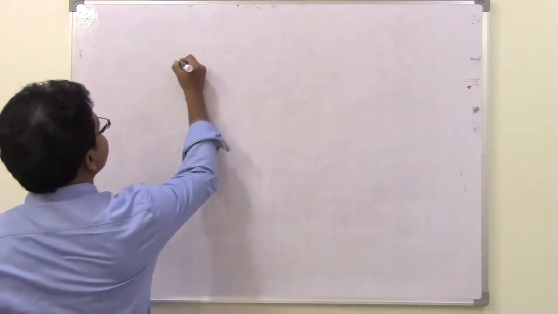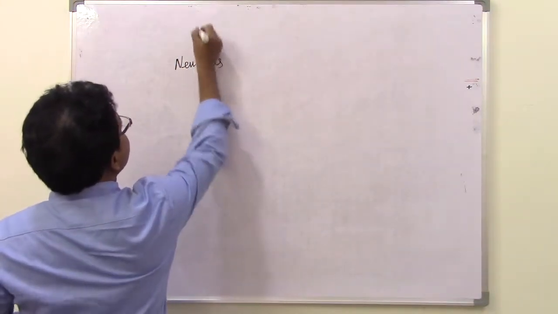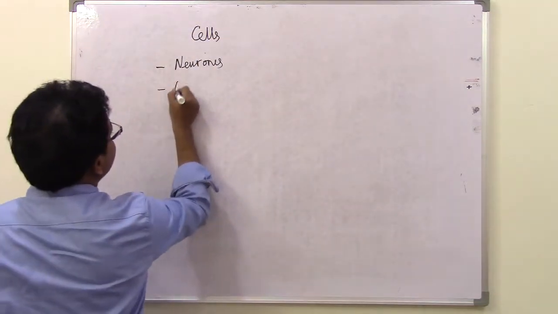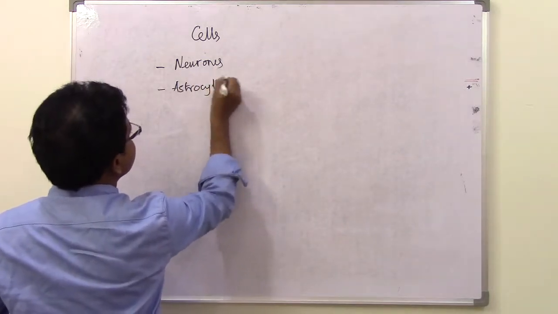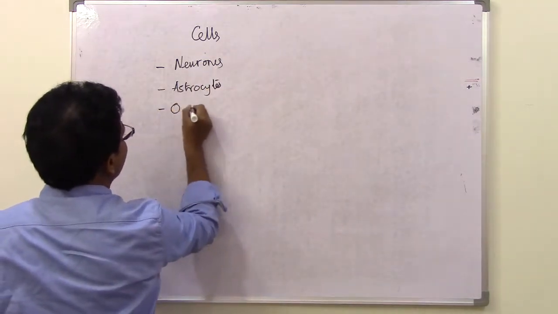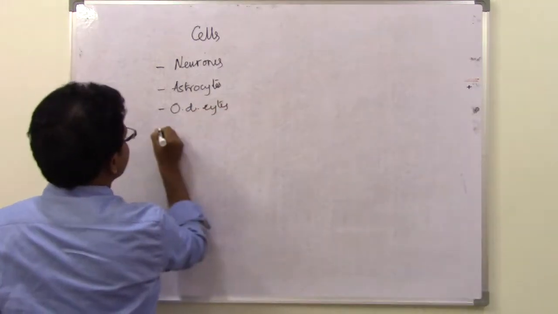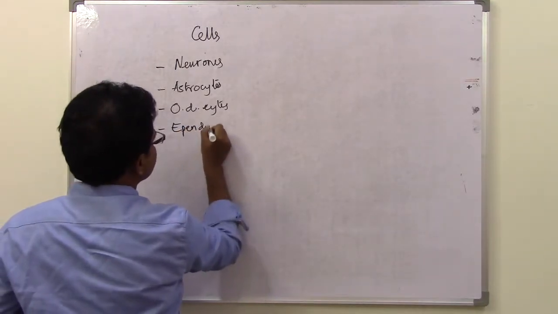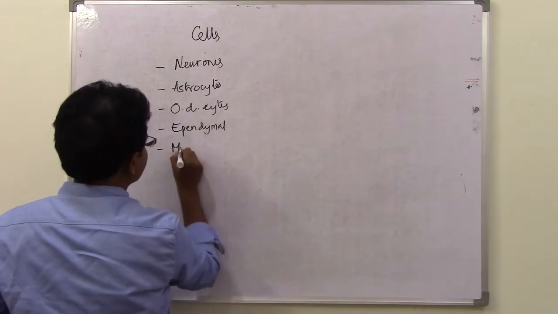We discussed, apart from neurons, under the cells category, what do we have? We have astrocytes, right? And we have oligodendrocytes, ependymal cells, and finally microglia.